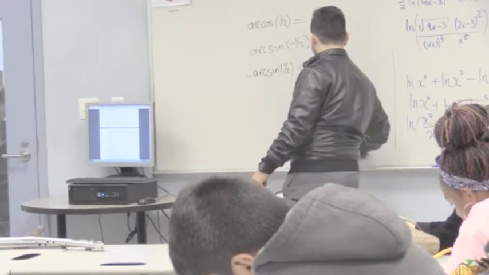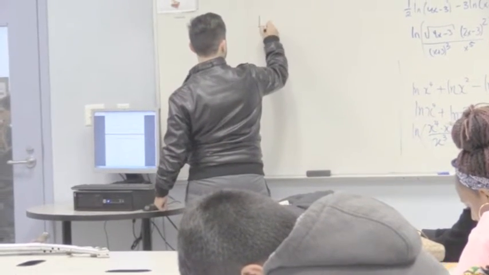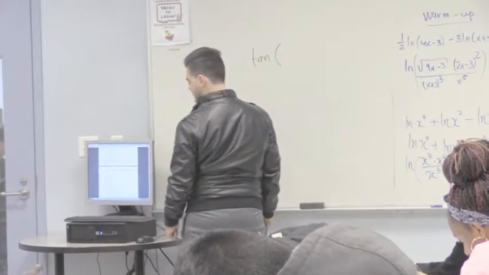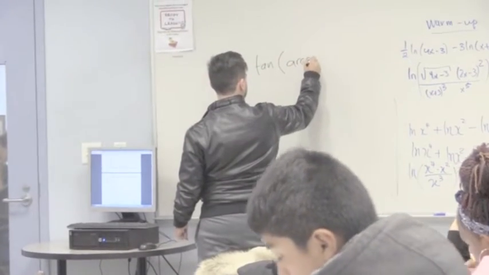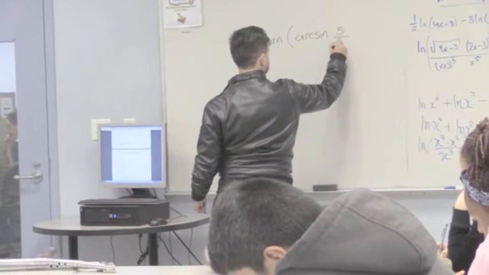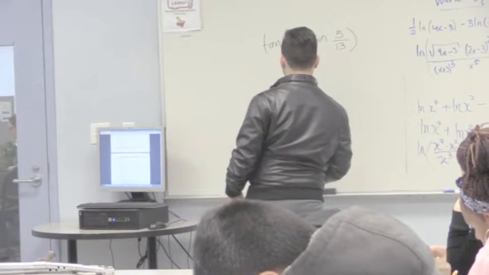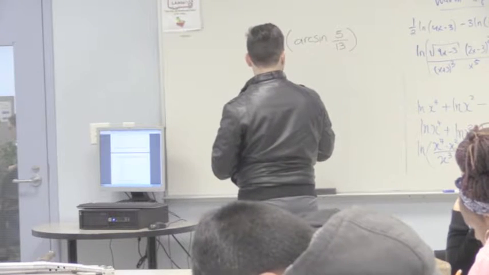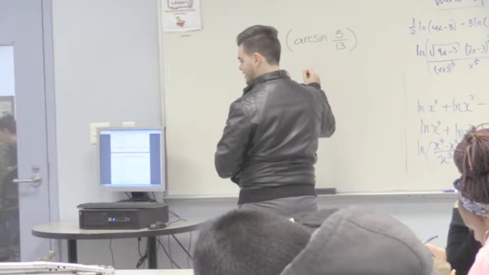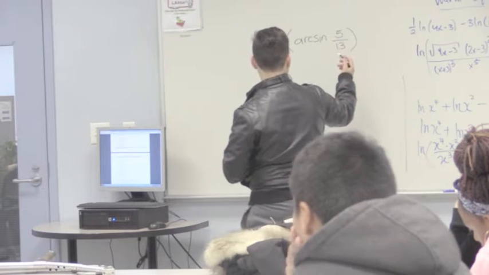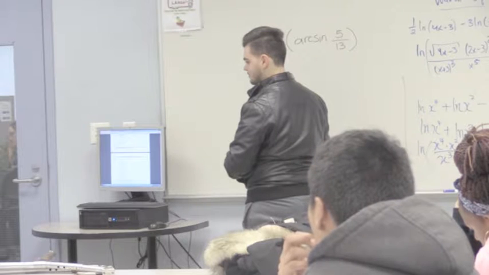Okay, now I'm going to throw one in there for you: tan of arc sine 5 over 13. So in this case, should we draw a triangle? Okay. You draw a triangle, but you have to always do what first?